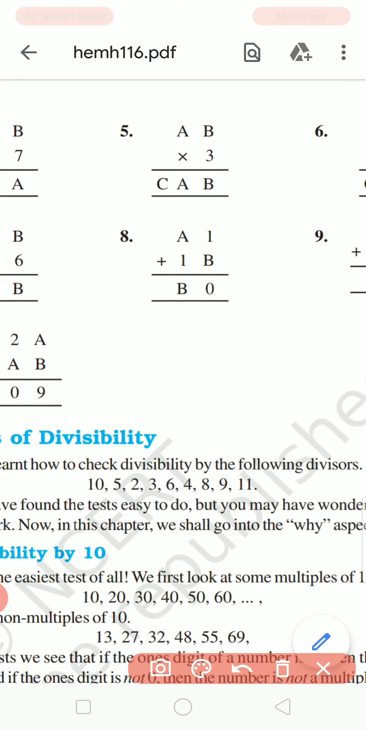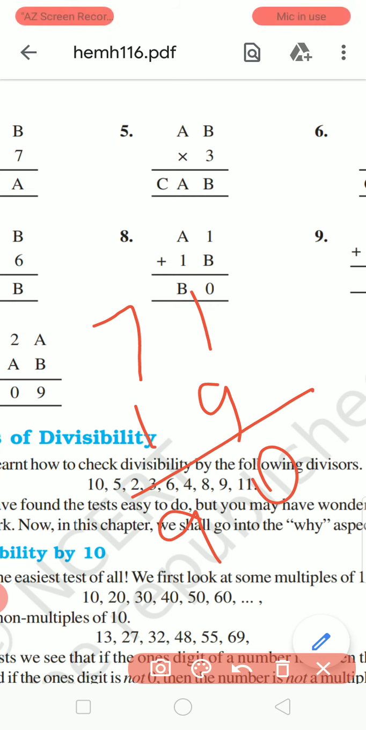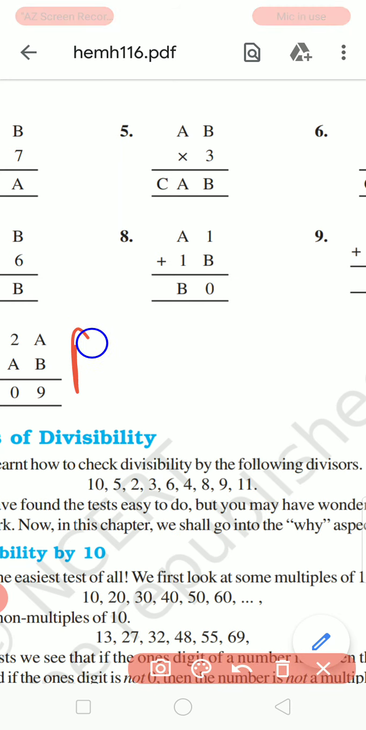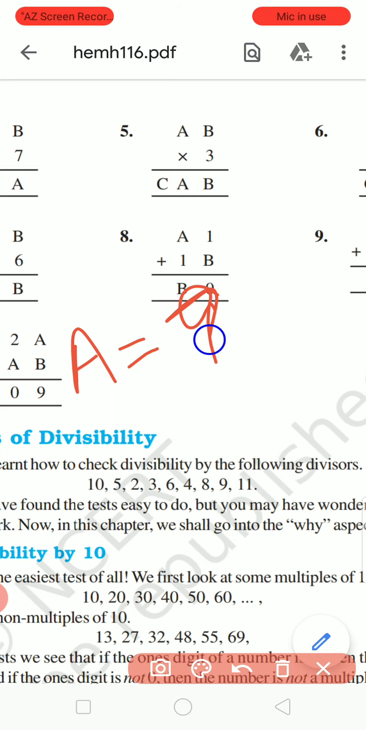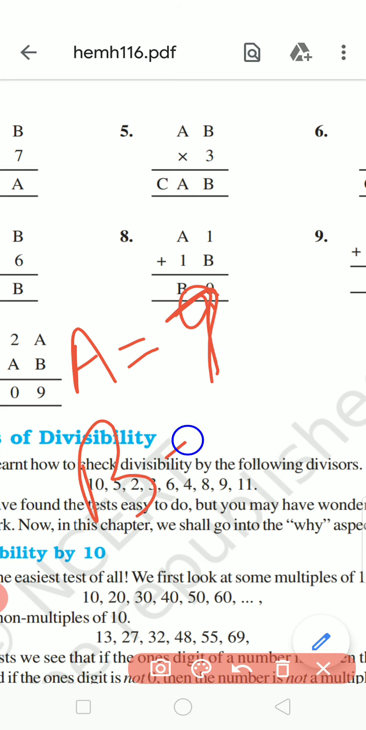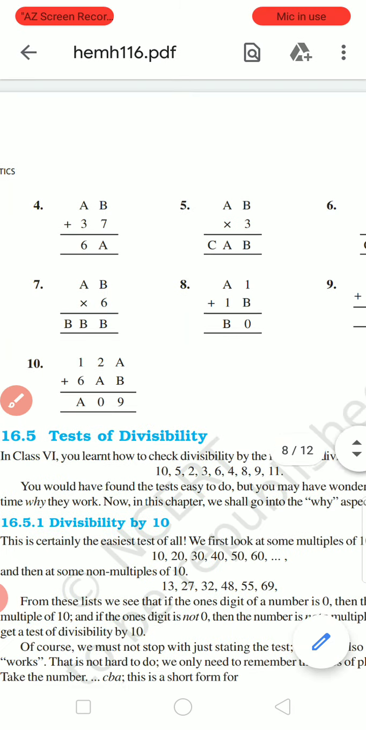So let me rewrite. Instead of A I am writing 7, and instead of B I am writing 9, then it is 90. Yes, 9 plus 1 is 10, 7 plus 1 is 8, and 1 is 9. This is 90. So A is 7 and B is 9. So the last two questions you can do by yourself.